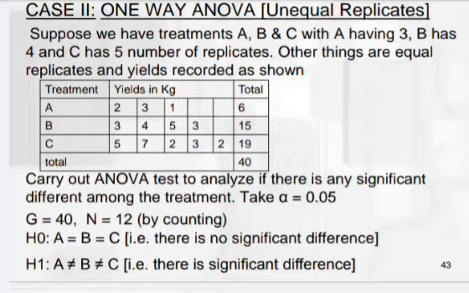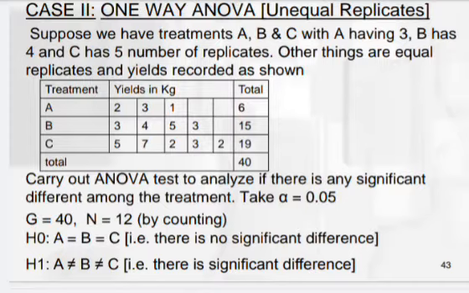When you're talking of replicates, as you know, it deals with the number of times each treatment appears. Now look at the example before me. It says suppose we have treatments A, B and C, with A having 3, B having 4 and C having 5 replicates. Other things are equal. Replicates and yields are recorded as shown.